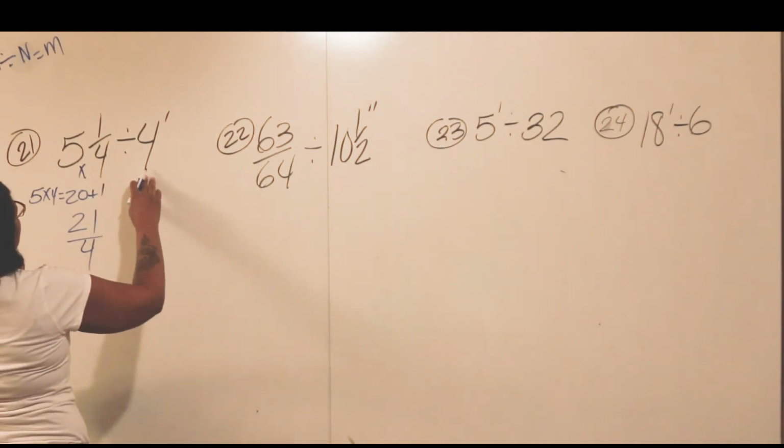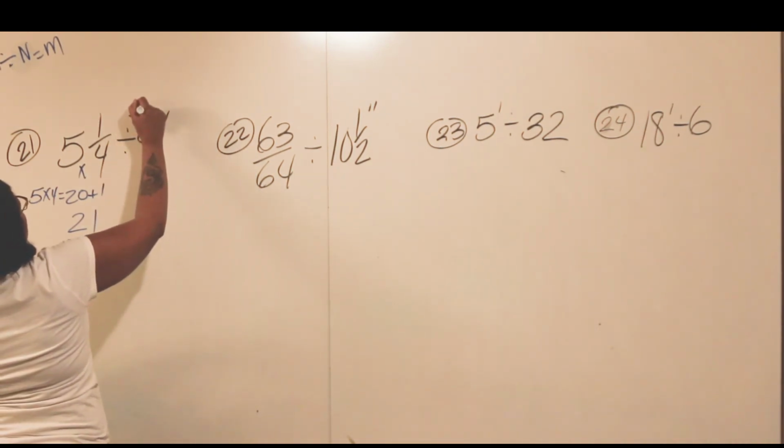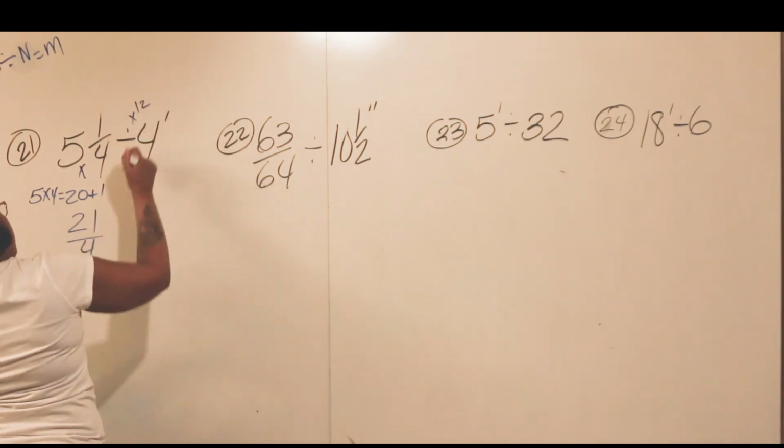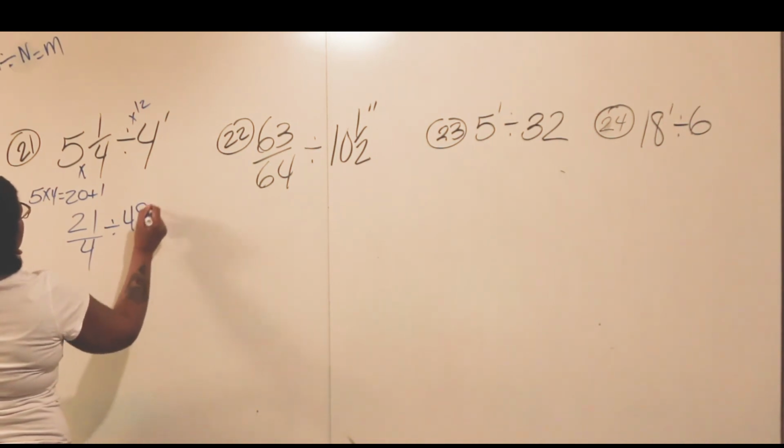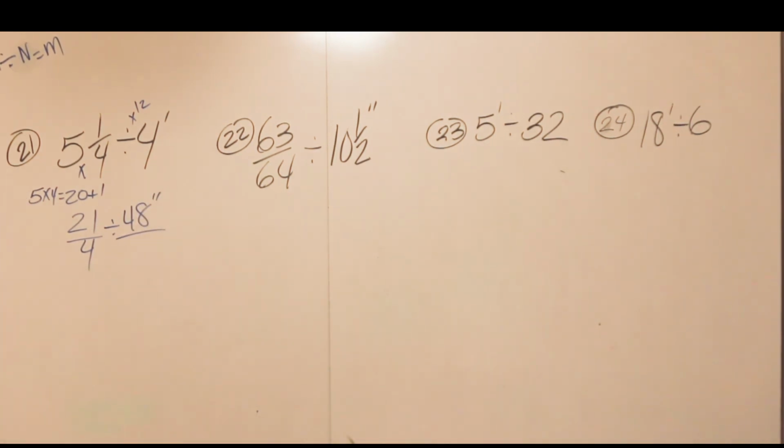So 4 times 12 is 48. What do we do with whole numbers? Turn it into an improper fraction. Put it over 1. So now we have 2 improper fractions. Next step, we have to do what? We reciprocate. But what number do we reciprocate first? The second numeric expression.